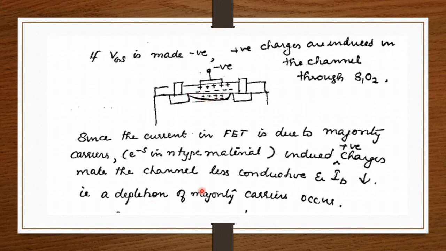Okay, hence the channel becomes less conductive, and ID, the drain current, decreases. That is, a depletion of majority carriers occurs. So when we apply a negative voltage to the gate terminal, the drain current starts decreasing, and as we apply more and more negative voltage on the gate terminal, the channel becomes less conductive and ID decreases.